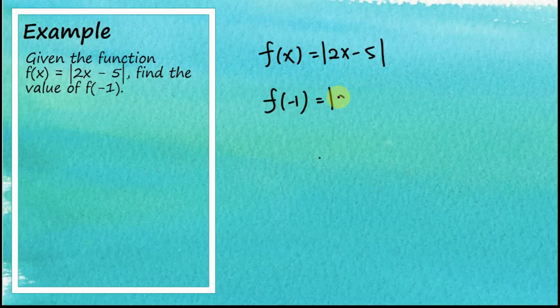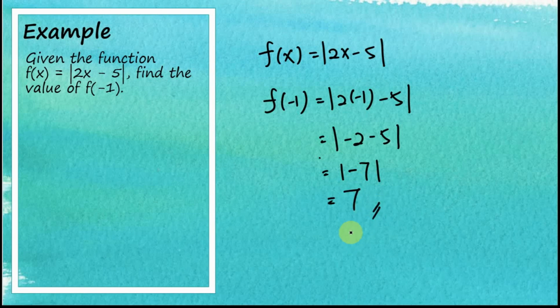So we substitute x with -1, and then minus 5. 2 times -1 is equal to -2, and then minus 5, and therefore this is equal to -7. You should have learned that modulus means that we change all the negative values to positive. For example, -7, after modulus, becomes +7. So modulus of -7 is 7, and this is the answer.